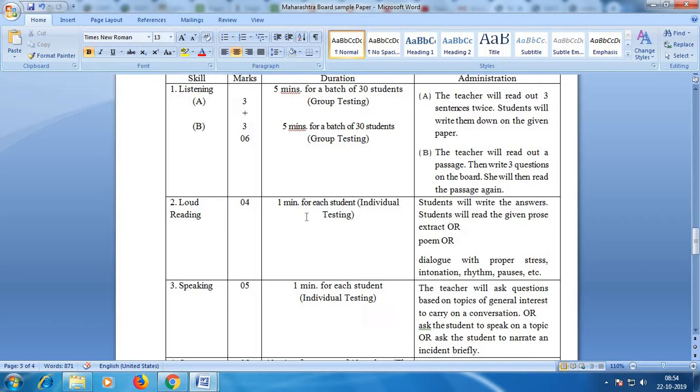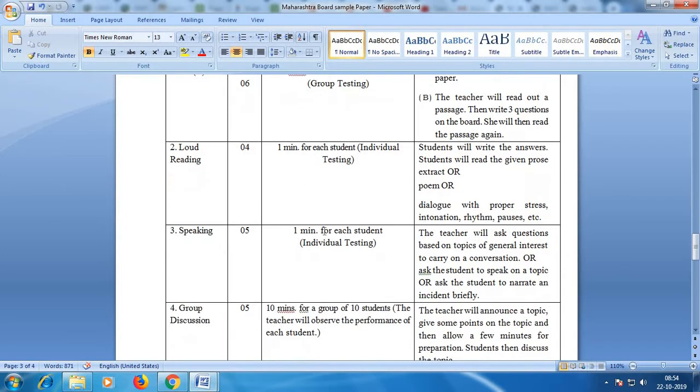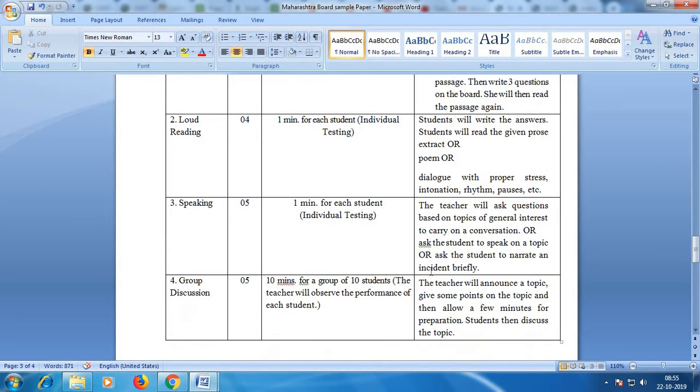Second is loud reading, 1 minute for each student. Students will read the given prose extract, or poem or dialogue with proper stress, intonation, rhythm, pauses, etc. So these are the things given in loud reading. Speaking, 5 marks, 1 minute for each student. The teacher will ask questions based on topics of general interest to carry on a conversation, or ask the student to speak on a topic, or ask the students to narrate an incident briefly.